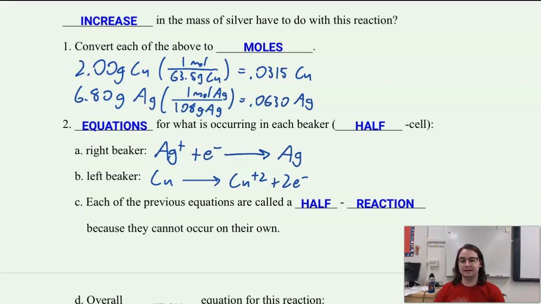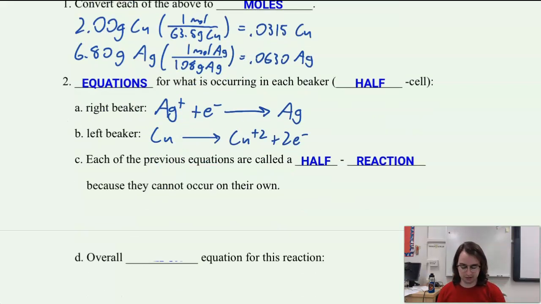So notice that silver ion is gaining electrons to become silver metal. Copper metal is losing electrons to become copper ion. But do you realize that these things are happening at the same time? The electrons that copper is losing are the same electrons that silver is gaining. So that means that they have to be together.